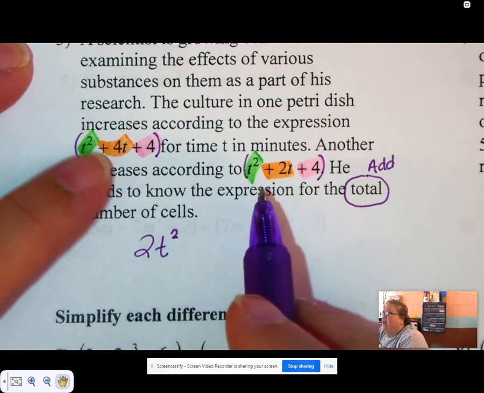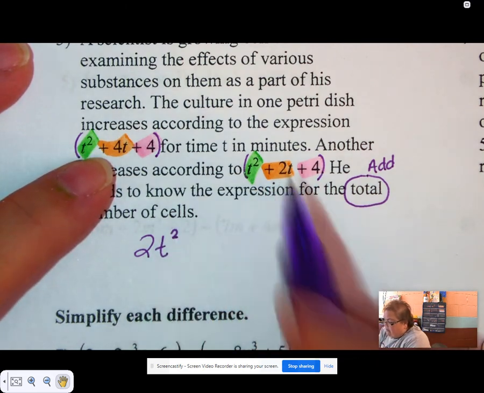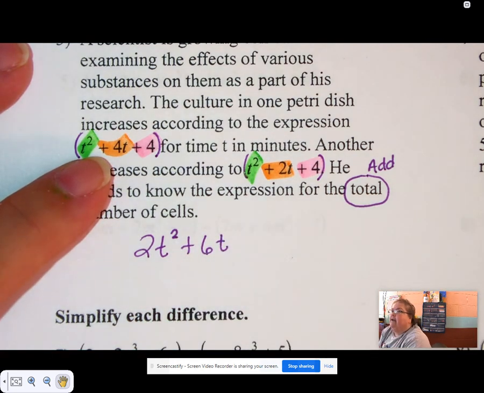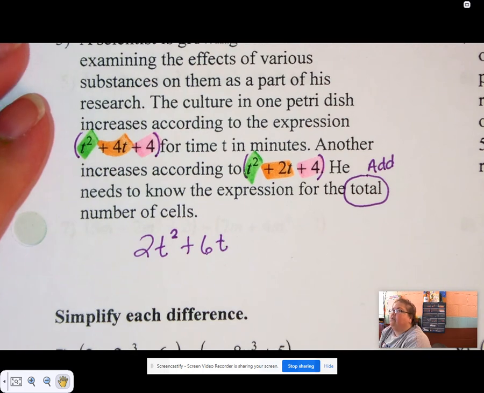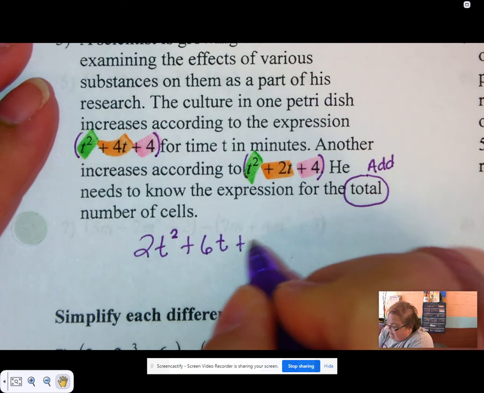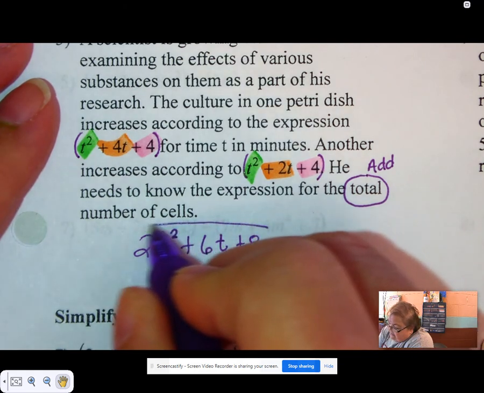Okay, so what is 4t plus 2t? 6t. Remember, t's have tails. Make your t's have tails so they don't look like plus signs. And then what is 4 plus 4? 8. And that's our final answer.